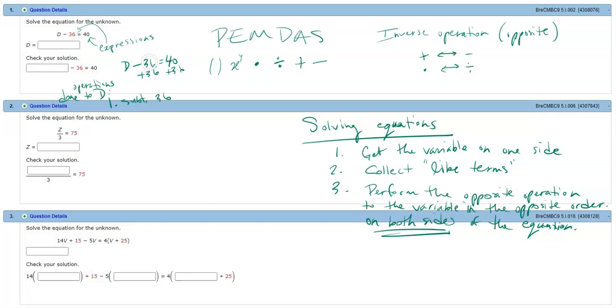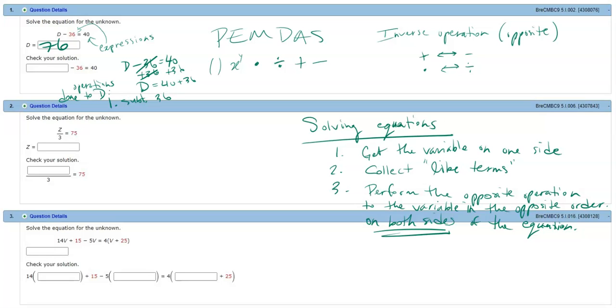The point of adding 36 is that it undoes this subtraction of 36, so that goes away. So now our variable d goes 40 plus 36, which you could check is just 76. And then we could try plugging this back in for d. 76 minus 36 in fact is 40, so it works out.